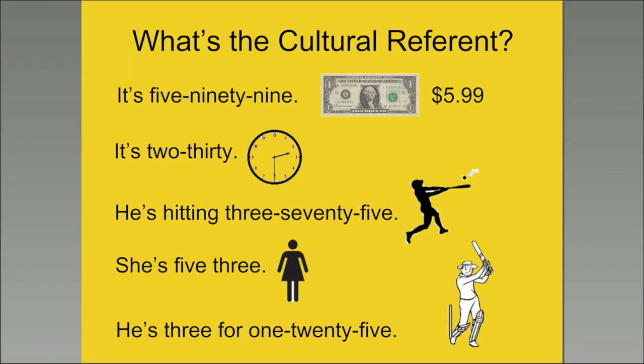He's hitting 375. But he's 3 for 125 is a way of talking about cricket, a sport that's played in any former British colony or in the UK right now. That would be a cultural reference that every student in the UK would understand, that they're talking about cricket, not baseball. So do you see how these numbers that we throw out in math class, we assume that if I say it's 2:30 or it's 2:30 plus whatever amount of time, that the kids are understanding it's time.